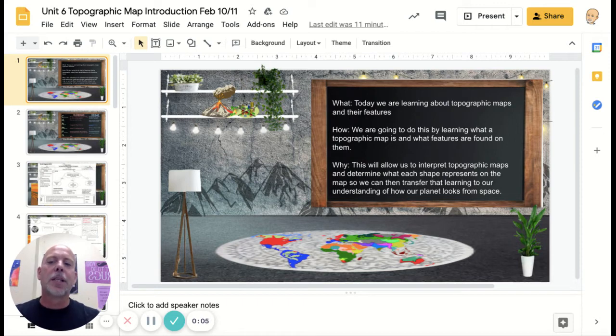Today we're still in Unit 6. We're dealing with topographic maps. This is your introduction to them. So today we're learning about topographic maps and their features. We're going to be doing this by learning what a topographic map is and what features are found on them.